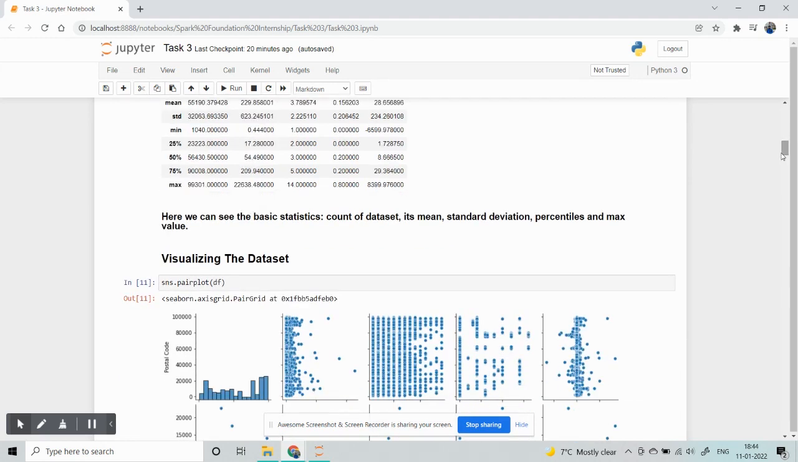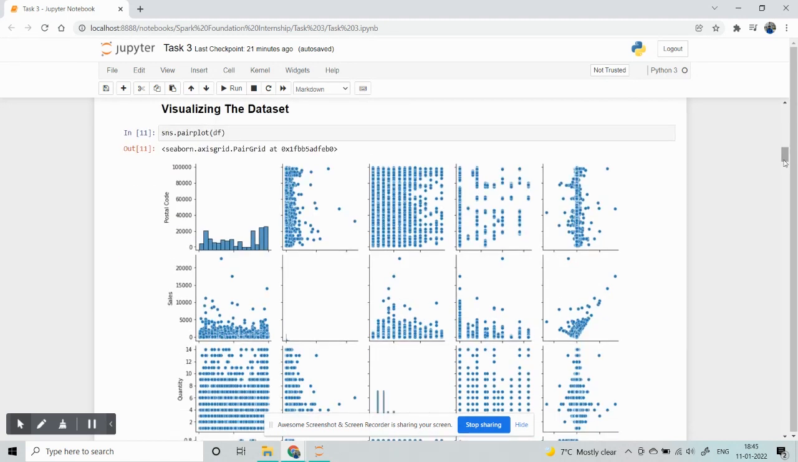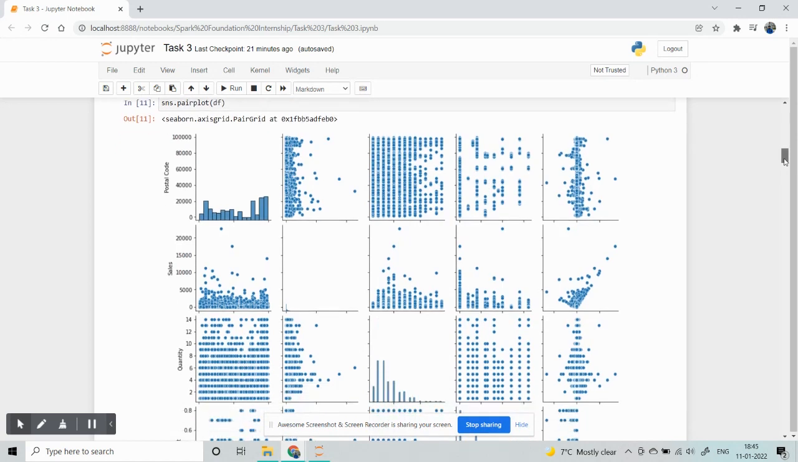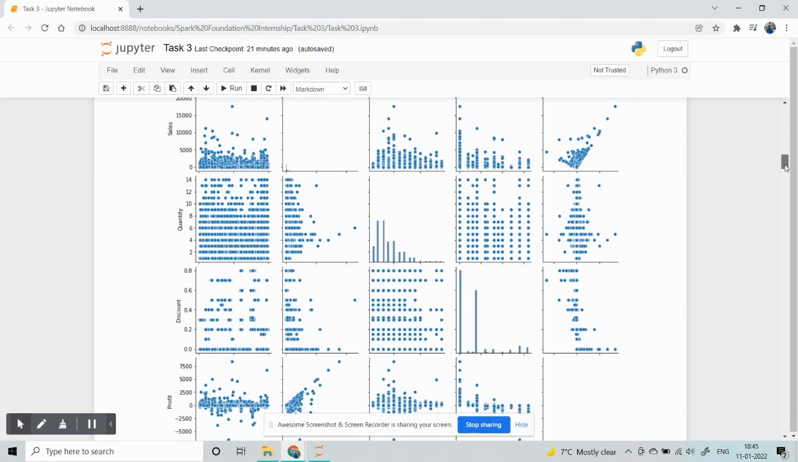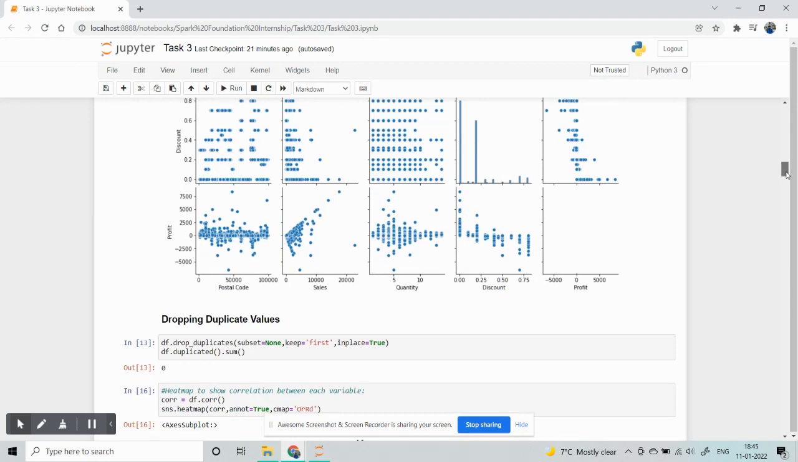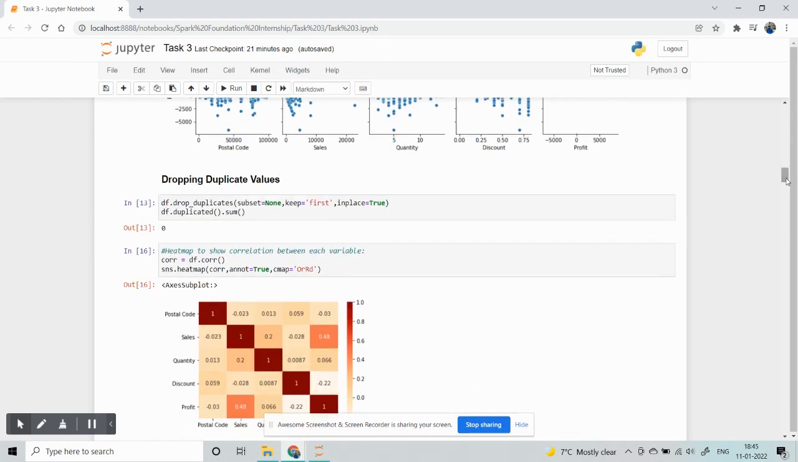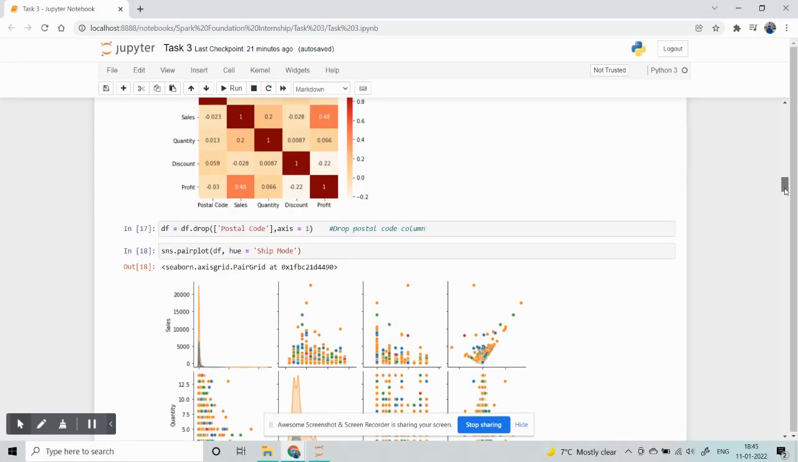Now, using the seaborn library, we will visualize the data. Not much can be said looking at this pair plot. Hence, we will try to visualize the data separately. But before that, we will drop the duplicate values and check the correlation between each variable in the dataset. From the heat map, we can see that the postal code doesn't contribute much to our data analysis, and hence we will be dropping this column.